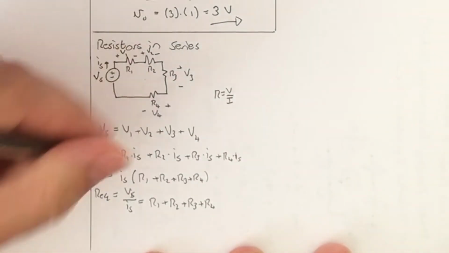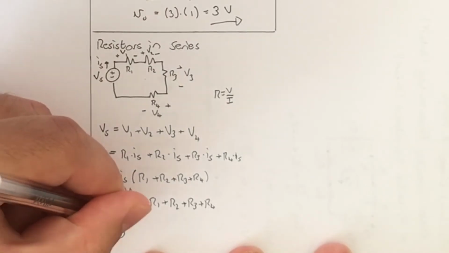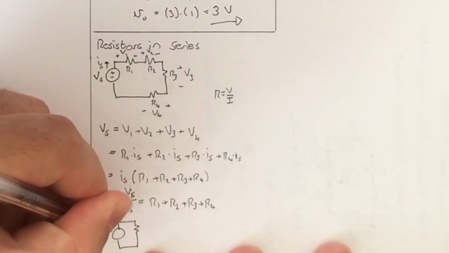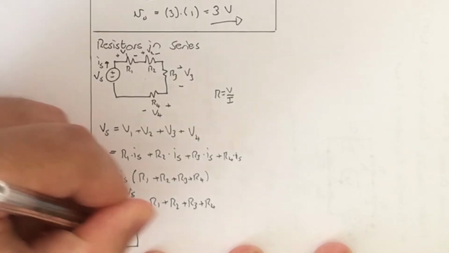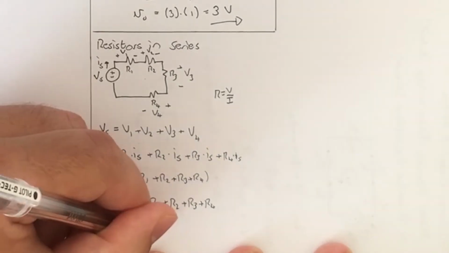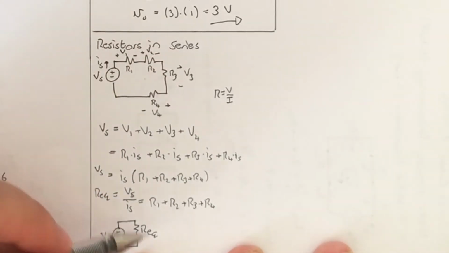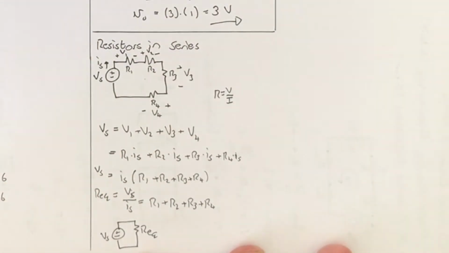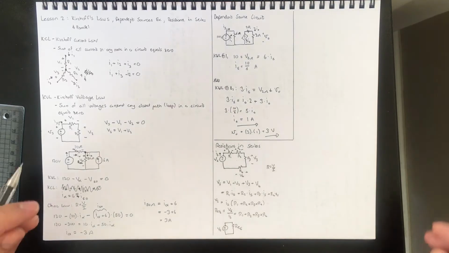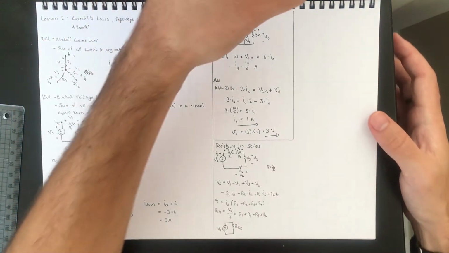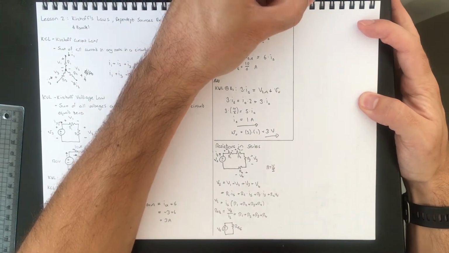So we can see that resistors in series simply sum. So this is R equivalent. So that resistance is the equivalent value of all of those resistors added in series. Wonderful. Let's move on to resistors in parallel.